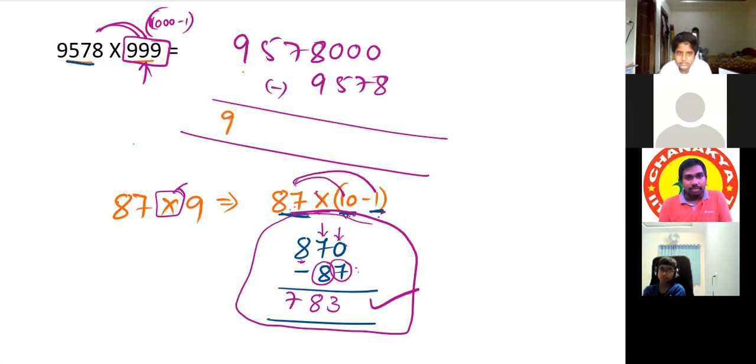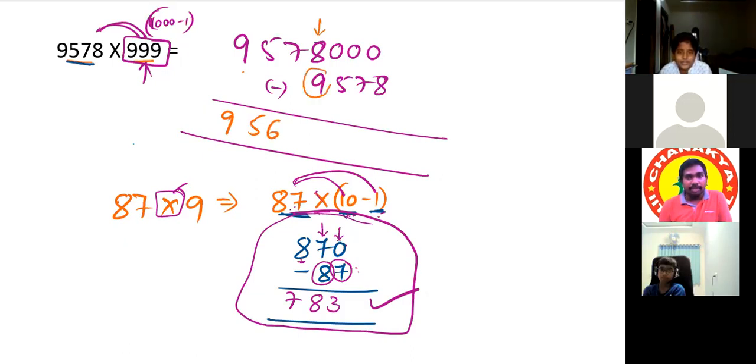9 as it is. Then 5 as it is. 7 cannot be as it is because the next place is a mismatch, so we should write 6. And 8, 9's complement is 1: 9's complement is 10 minus 1, add to 9 is 8, complement is 1. 1 plus 8 is 9.